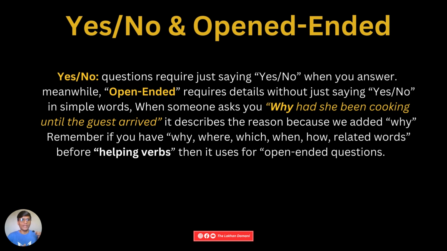But when you say, why haven't you had dinner? Or why had she been cooking until the guests arrived? This means you have to give detail. You have to give a reason why. Why exactly? I'm sure you're understanding all of them. I recommend you read it in simple words and it'll help you to understand. I'm sure I already made it clear by giving simple examples myself.